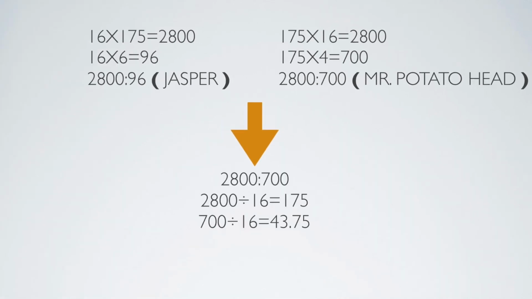Now, to get the ratio back down to its proper proportions, we divide 2,800 and 700 by 16. This equals 175 centimeters, Jasper's proper height, and 43.75 centimeters, which would be the height of his nose if his body and nose were in proportion to that of Mr. Potato Head's.